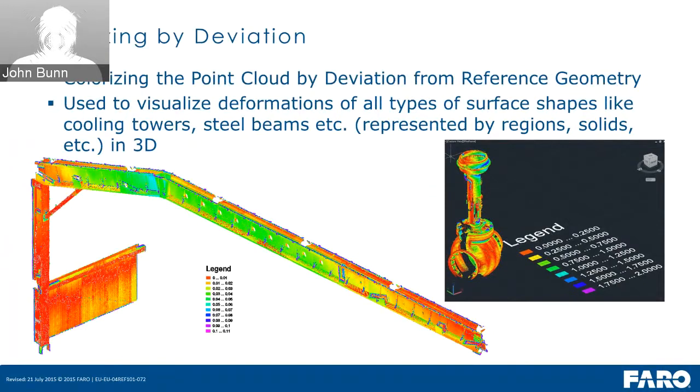It was first introduced in the cylinder analysis. A lot of our customers were using it for tank deformation, but then it was brought in for planar analysis as well for walls or ground features. What we've done here is given the user the ability to take any solid or any solids and compare them to the point cloud. We then create a new cloud that's color coded based on its deviation to the 3D geometry.